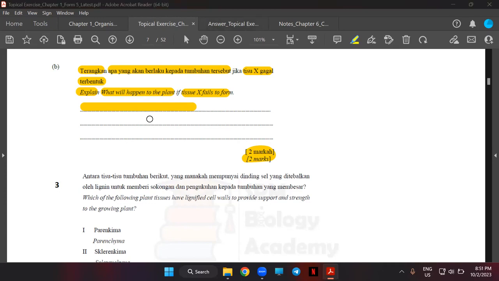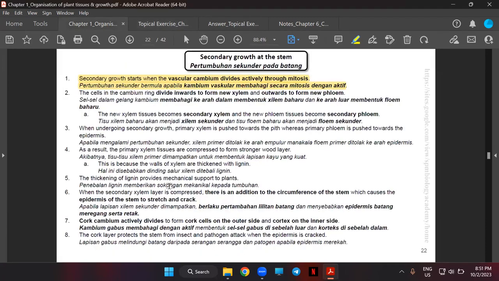So, Dinesh Kumar, you memang betul jawapan you. You have given the right answer. Tapi Dinesh Kumar, you baru dapat satu markah saja. Markah kedua. Now, let's explain. Kalau pertumbuhan sekunder tidak berlaku, if secondary growth doesn't occur, apa kesan dia? Kita explain. So, how to explain?